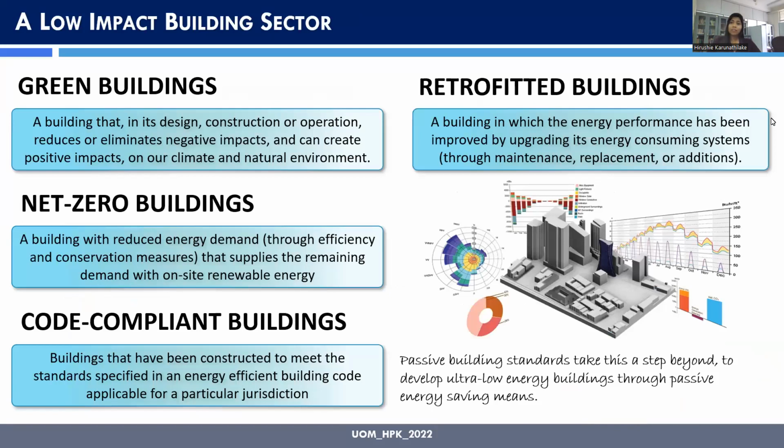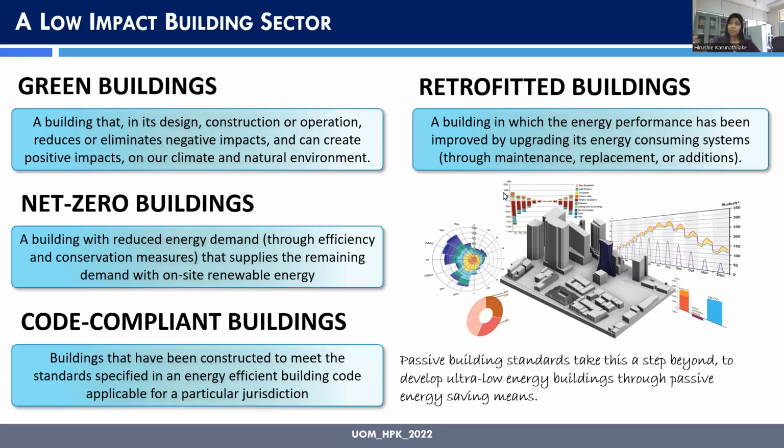So with all of these, we are trying to go towards a low impact building sector. We have various concepts when it comes to a low impact building sector: green buildings, net zero buildings, or code compliant buildings. Green buildings are buildings that essentially reduce or eliminate negative impacts through design, construction, or operation. Net zero buildings, the concept that I spoke of earlier, is where we try to reduce the energy demand and supply the remaining reduced demand through on-site renewable energy. And we now have building codes that standardize the construction of buildings, so that buildings have to be constructed to meet specific standards for higher energy efficiency.